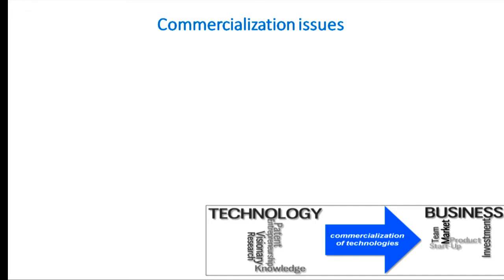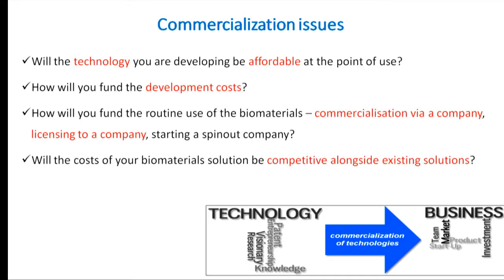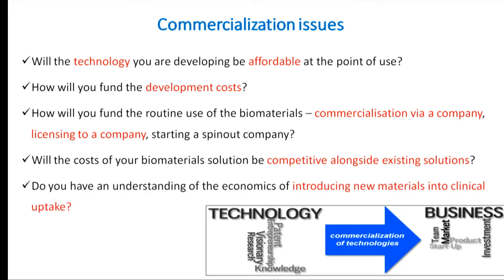And right at the beginning they have to see what their model is. So these are the key questions which academics have to think about. Will the technology you are developing be affordable at the point of use? How will you fund the developmental cost, where will the funding come from, and who will fund the routine use of biomaterials? Commercialization is via a company or licensing to a company, startup or spin-out. We will be talking about this in detail in coming slides.